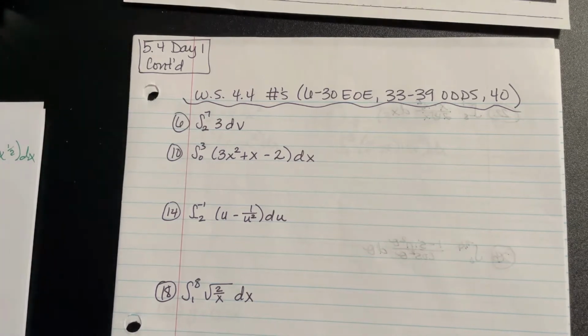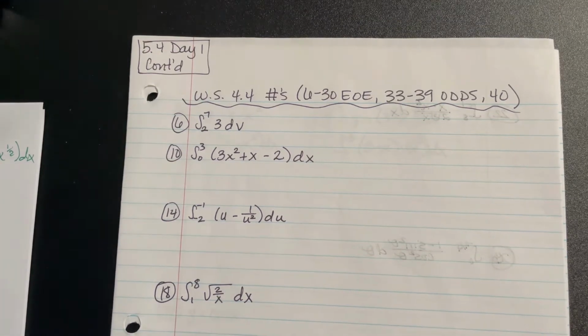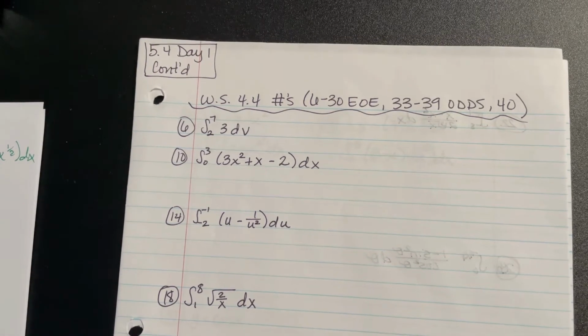All right. So number 6, it says for these problems to evaluate the definite integral of the algebraic function. Use a graphing utility to verify your result. A lot of it's cut off. Okay, so number 6. We have the integral from 2 to 7, 3 dv.